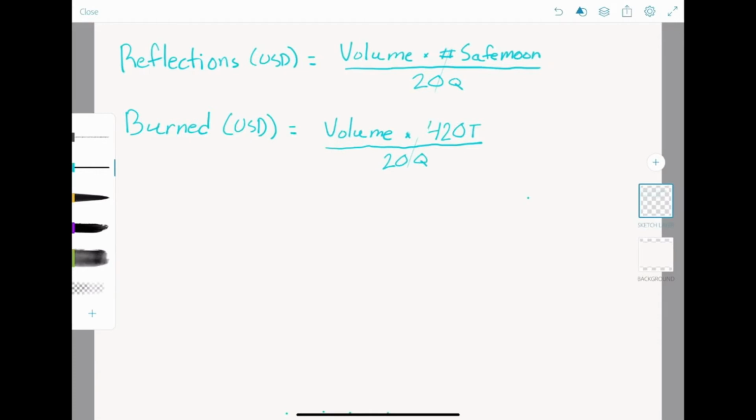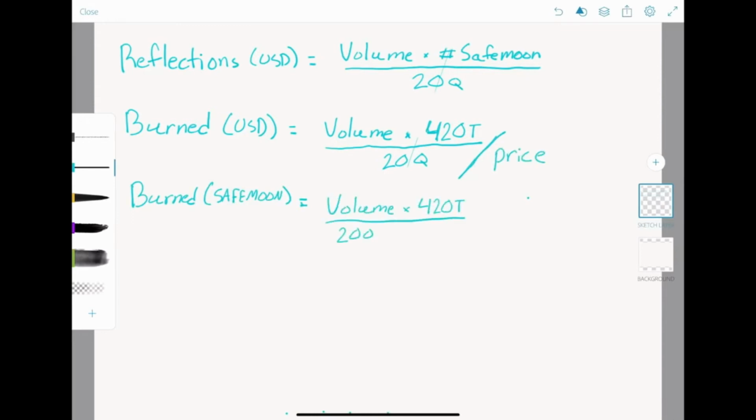Now, this is nice, but remember, this answer is in USD, which we don't care about when evaluating the burn wallet. We only care about how many Safemoon are burnt specifically. So we need to divide this answer by the price of Safemoon, or just squeeze the price into the denominator. But as many of you pointed out, these are only good for daily reflections, since the number of coins in the burn wallet grows, and as such, so should our reflections, daily.